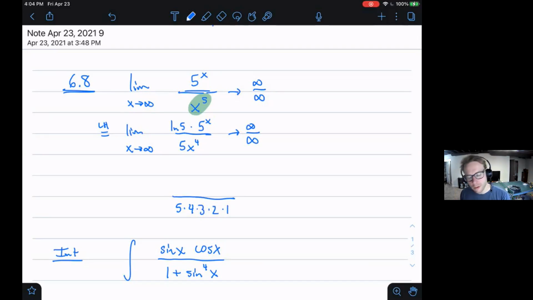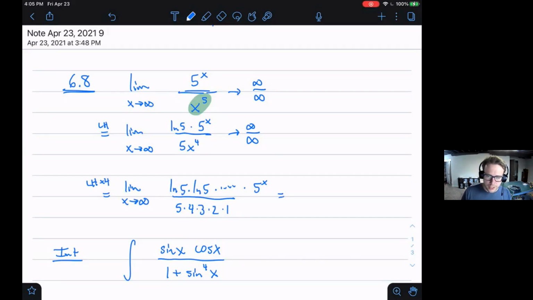In the numerator, you're just going to keep getting these natural logs of 5 over and over again. But this 5 to the x isn't really going to change. You're always going to have a copy of this exponential. So you can do L'Hopital's rule 4 more times here, or you can think about overall what this is going to look like. Your polynomial is going to get smaller and smaller, eventually a constant. And in your numerator, you just get that exponential, multiplied by the natural log of 5 a whole bunch of times.